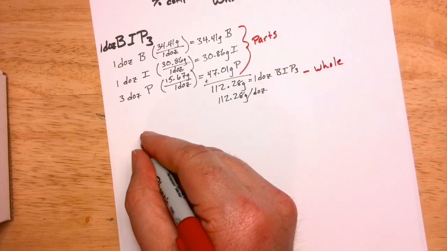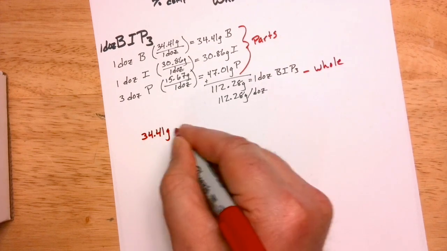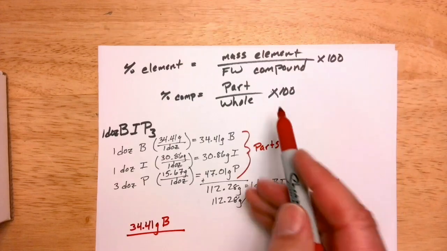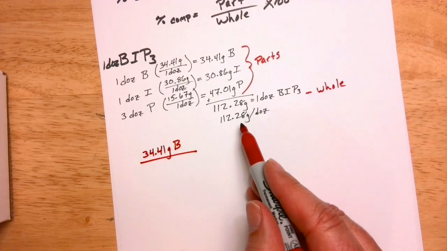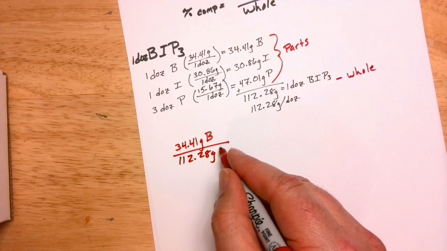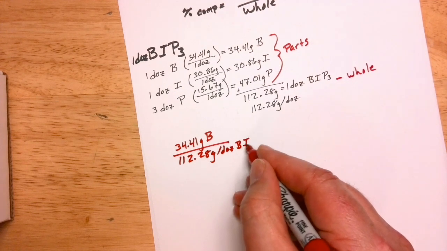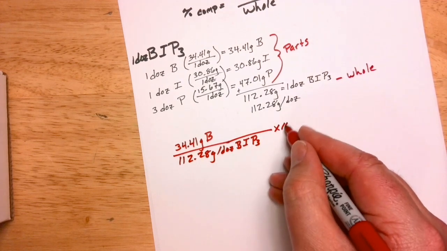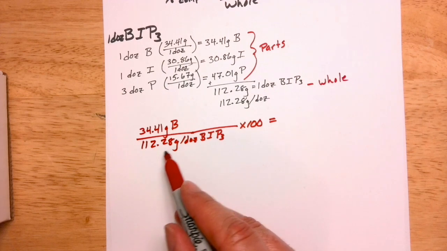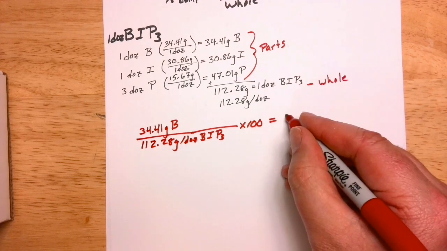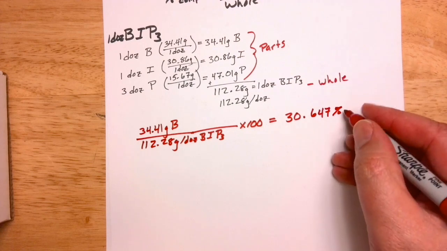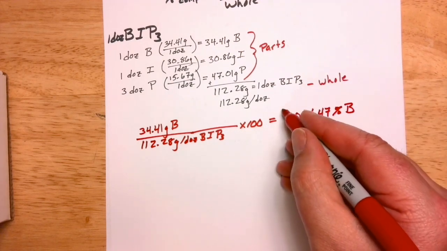34.41 grams of it is binder clips, divided by the mass of the whole thing, or the formula weight of the compound, which is your whole thing right here. So that's going to be over 112.28 grams per dozen of BIP3 times 100. And so when you do that, 34.41 divided by 112.28 times 100, you'll get 30.647% of binder clips. So that's your first part of your answer.